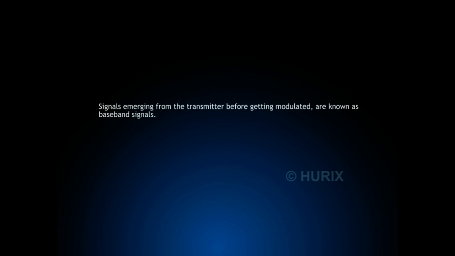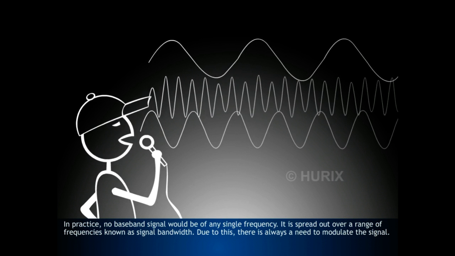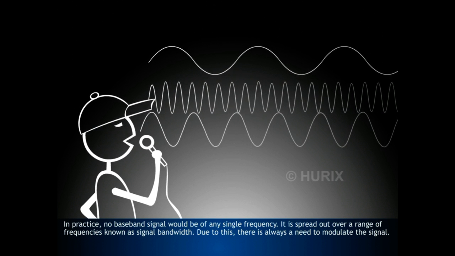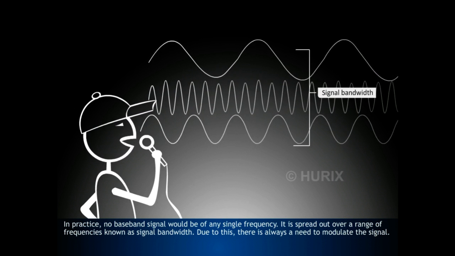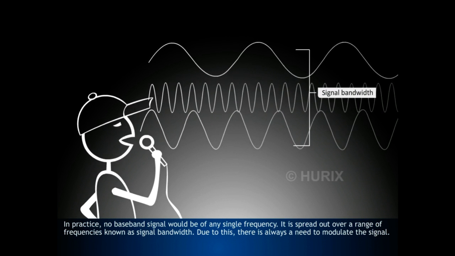Signals emerging from the transmitter before getting modulated are known as baseband signals. In practice, no baseband signal would be of any single frequency. It is spread out over a range of frequencies known as signal bandwidth. Due to this, there is always a need to modulate the signal.